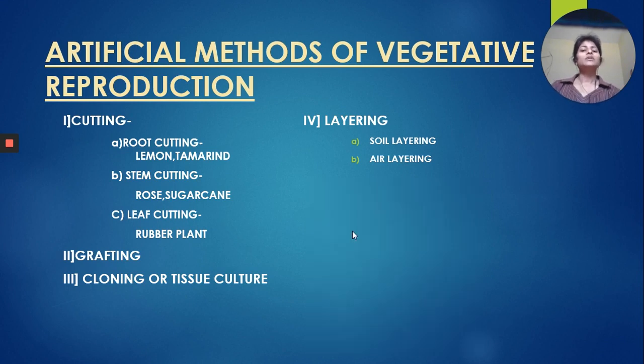So in this video, we have completed the natural methods of vegetative reproduction as well as the artificial methods of vegetative reproduction. In the next video, we will see sexual reproduction.